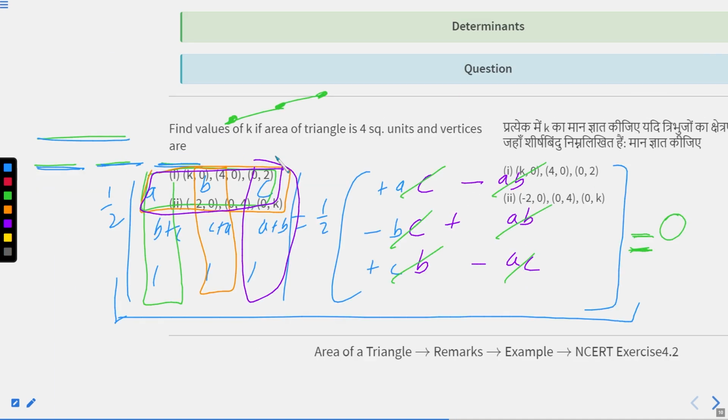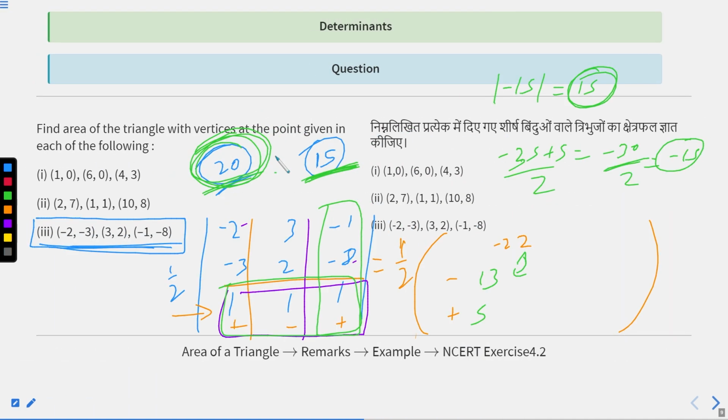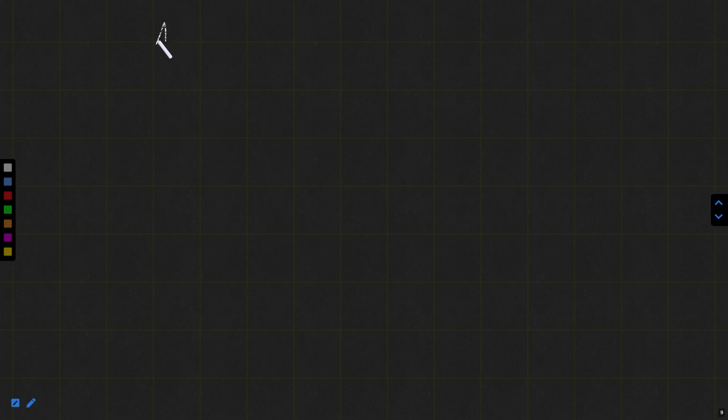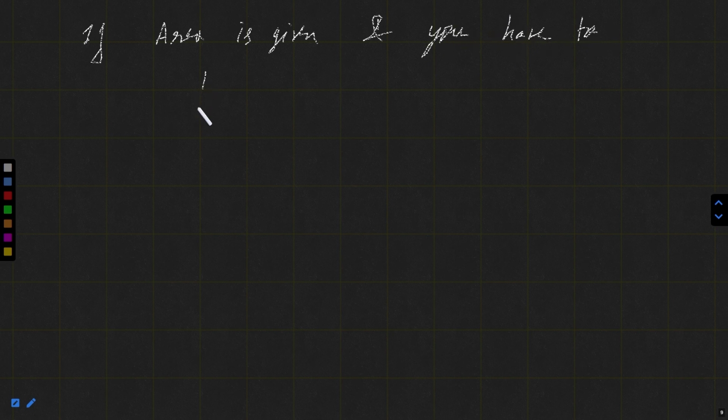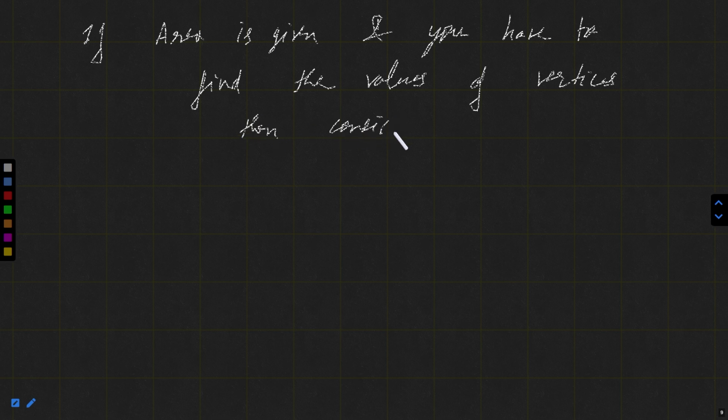For this part, I think everything is done. Let me once again recall for you: whenever area is given and you have to find the values of vertices, consider two cases.